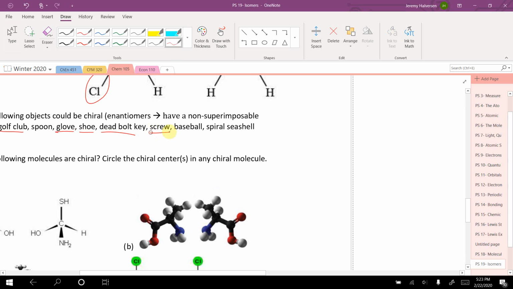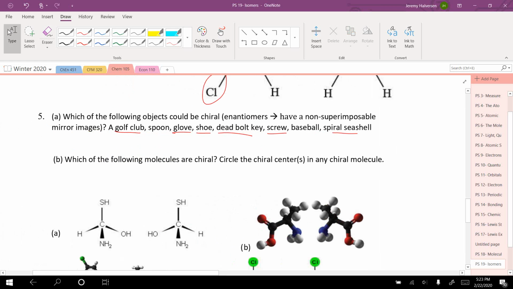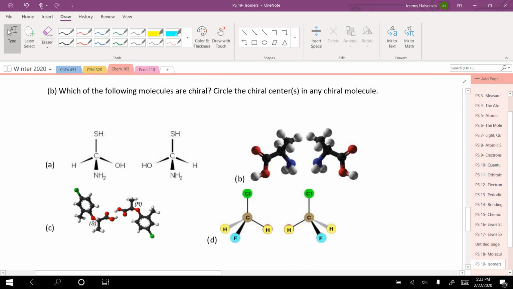A screw is also going to be chiral because if you take the mirror image, you get the corkscrew going up a different direction. Baseball is not chiral. Spiral seashell would be chiral. There you go. Okay, now which of the following molecules are chiral?